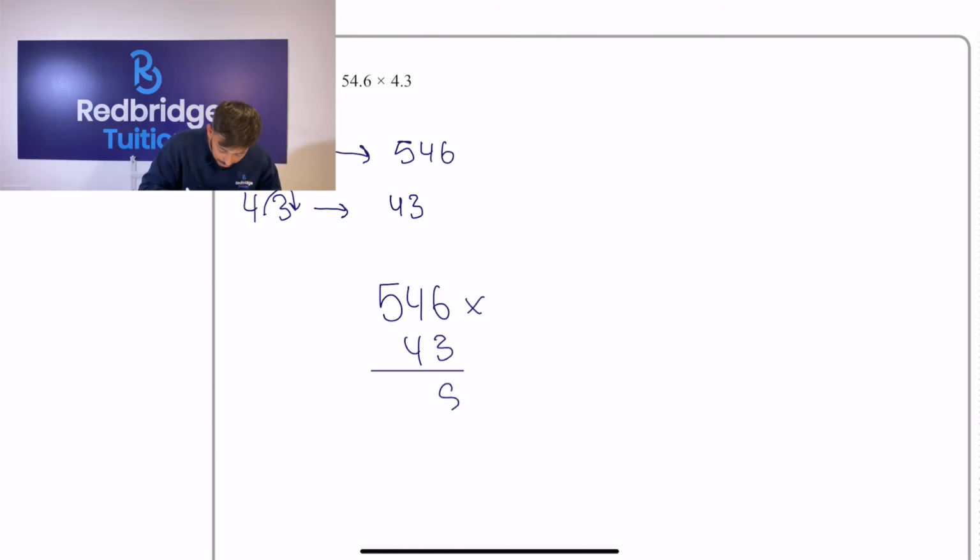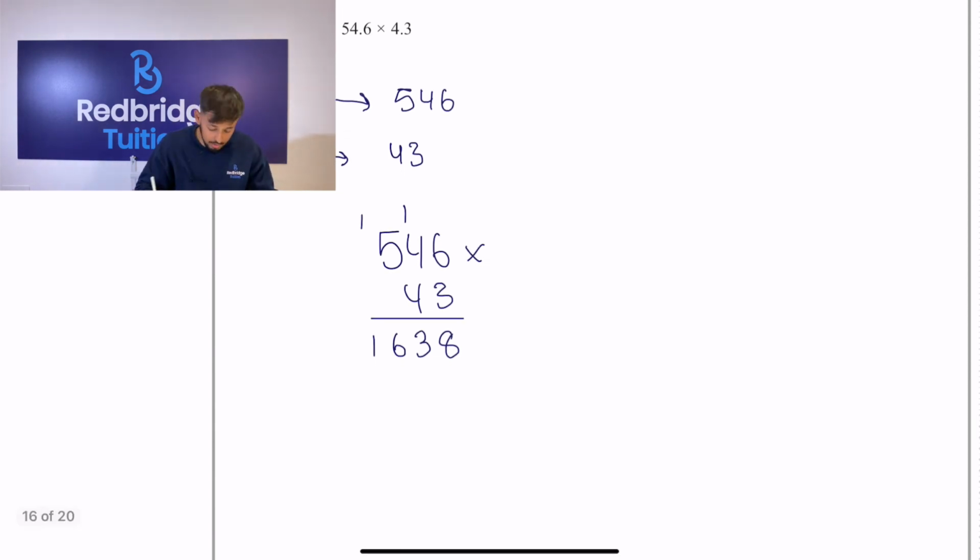3 times 6 is 18. We carry the 1. 3 times 4 is 12. Carry the 1. So we have 13. And 3 times 5 is 15. We carry the last 1 to give us 16.